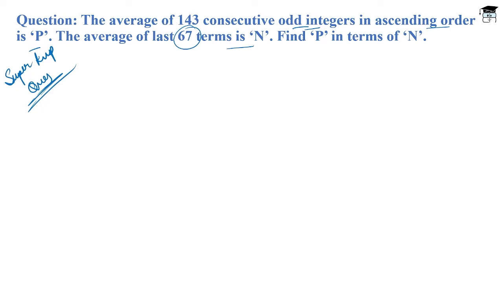Alright. So now, the average of 143 consecutive odd integers. Alright. So, we have 143 integers.